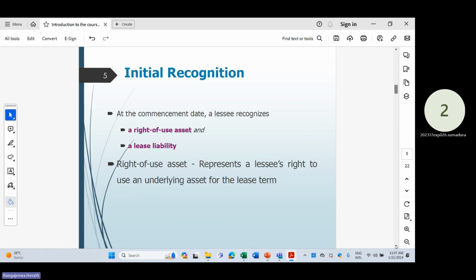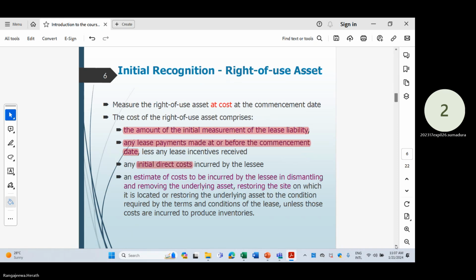We enter into a lease agreement and obtain the right of use of a building for a 5-year period. We should recognize an asset. You have the right to use a building for a period of 5 years. You enter into a lease agreement and acquire the right of use of a motor vehicle for a period of 5 years. So that is your right of use asset. At initial recognition, it is measured at cost at the commencement date.